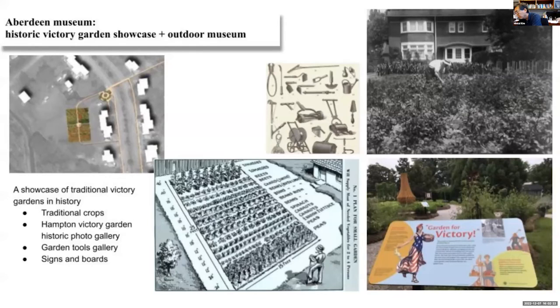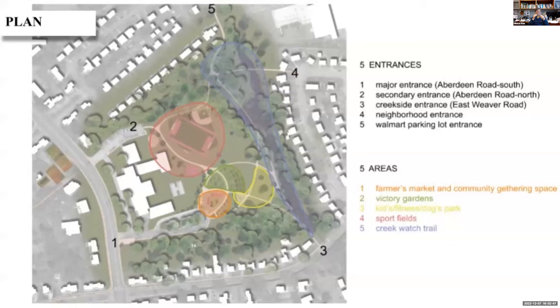What I propose in the Aberdeen Garden Museum is a historic Victory Garden showcase and also an outdoor museum. A showcase would include crops being planted in a historic layout, and also we can have an old-time garden tool gallery in a tool house, and some signs and boards to introduce what the Victory Garden is, and we can have some historic photos posted on it.